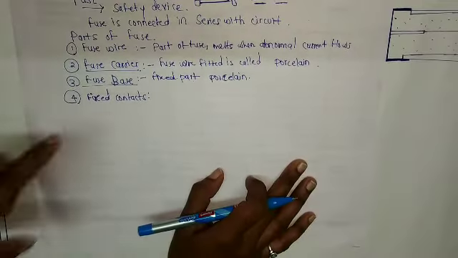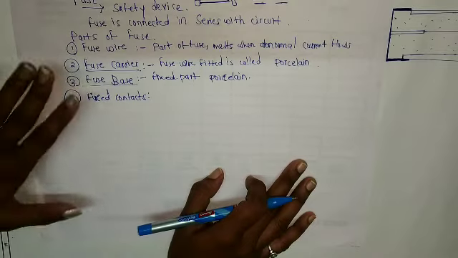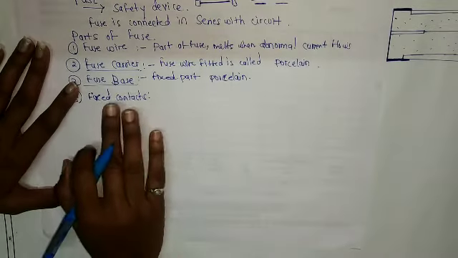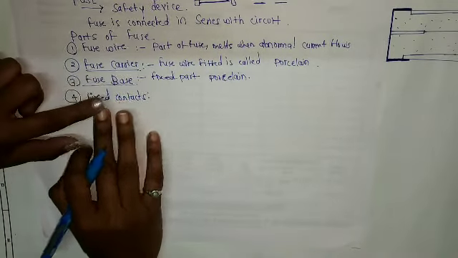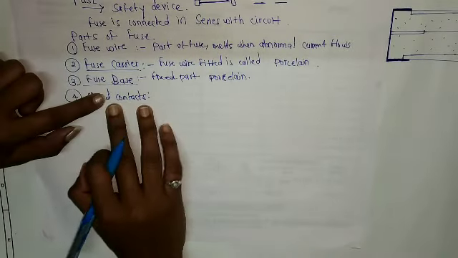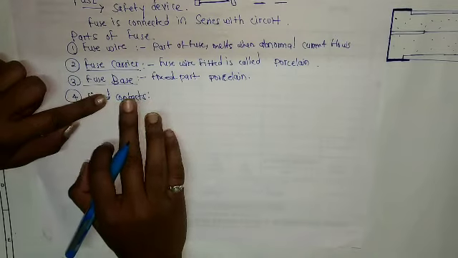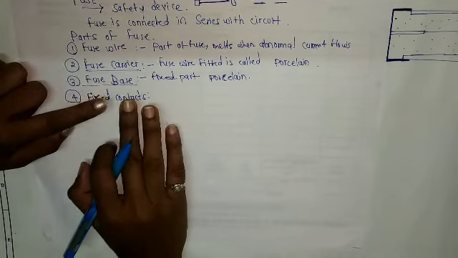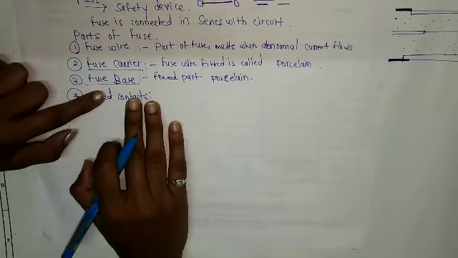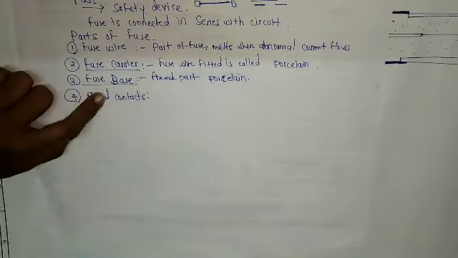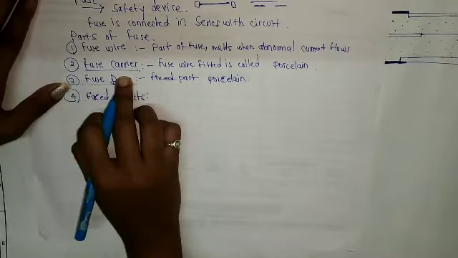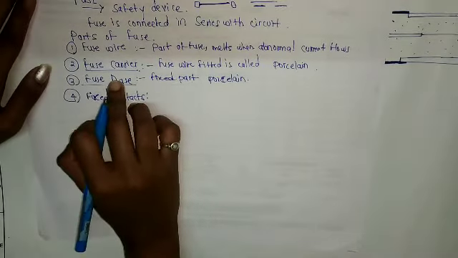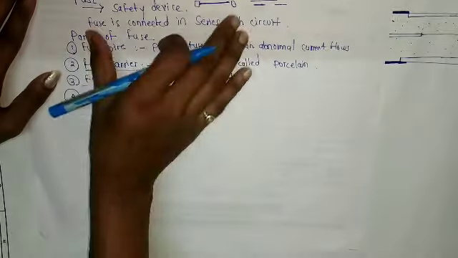And now fixed contacts. Fixed contacts are provided on the porcelain base. That means on this fuse base, fixed contacts are provided. These contacts are provided in the porcelain base of the fuse and engage with the fuse carrier contacts. That means these fixed contacts are placed on the fuse base. So this is about the parts of fuse.